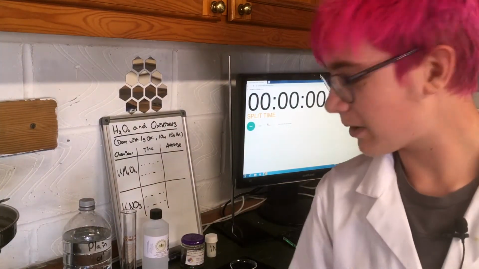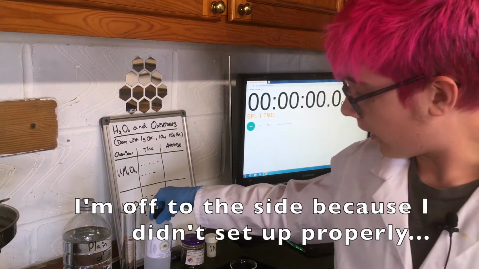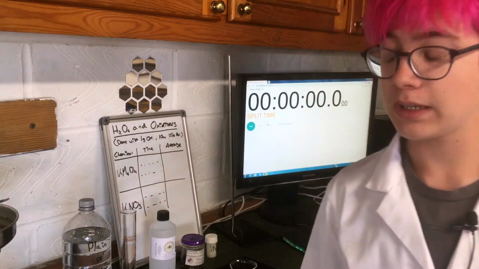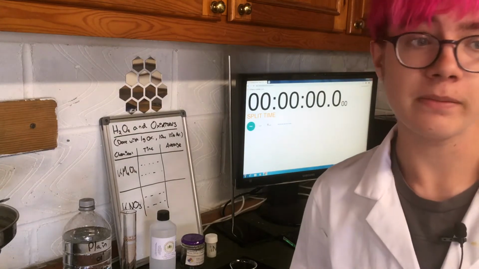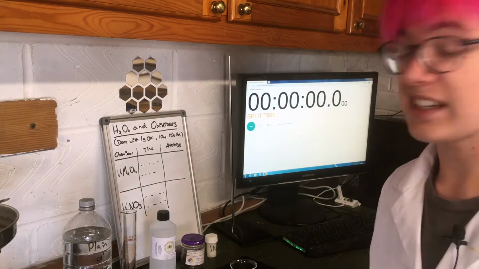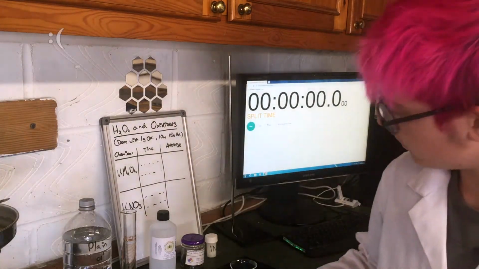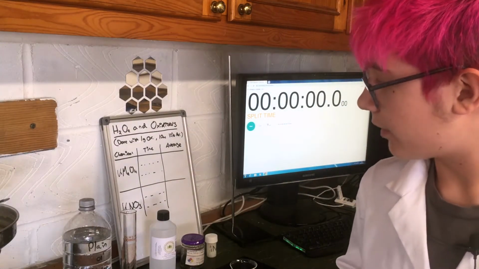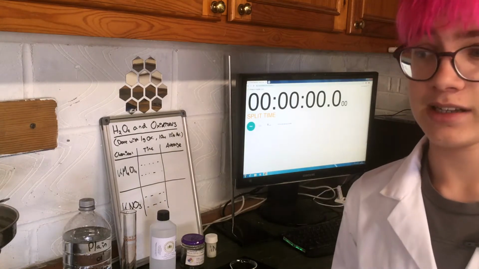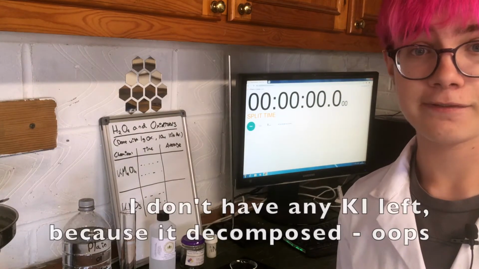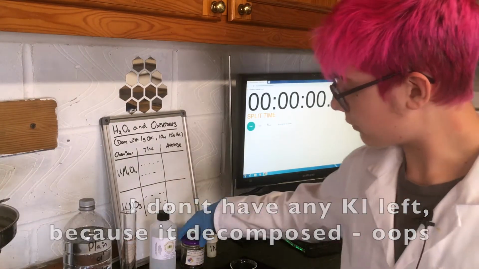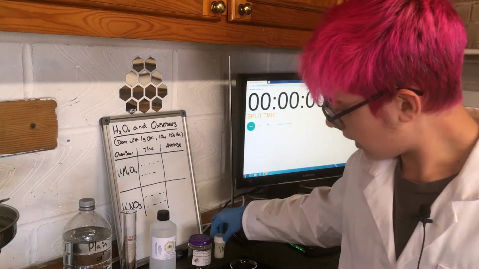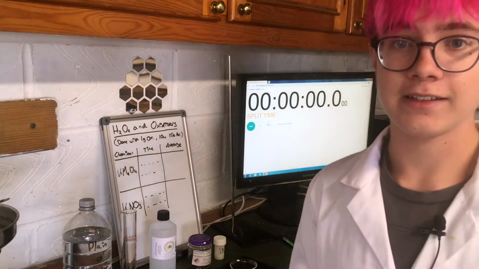Hi! Today I'm going to be doing the experiment of hydrogen peroxide decomposition. This is commonly known as the elephant's toothpaste experiment, but I will not be adding any soap to make it bubble up loads. Another thing that's different is you would usually use potassium iodide. I don't have any left, so I will be using two different compounds, and I will be timing them to see how fast they will react.